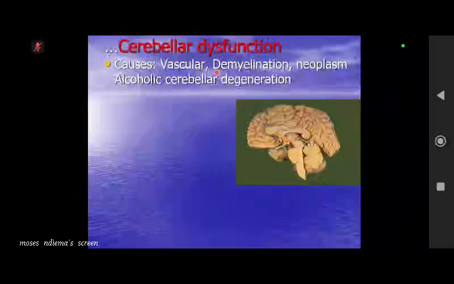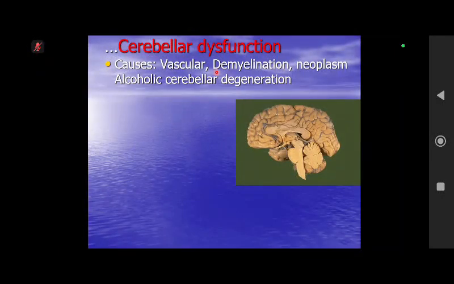The granule cell then forms the parallel fibers, which synapse to the Purkinje, the dendrites of the Purkinje. That is excitatory. The basket cell synapses with Purkinje. That's inhibitory.